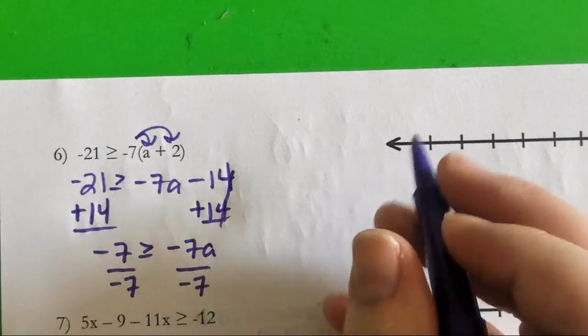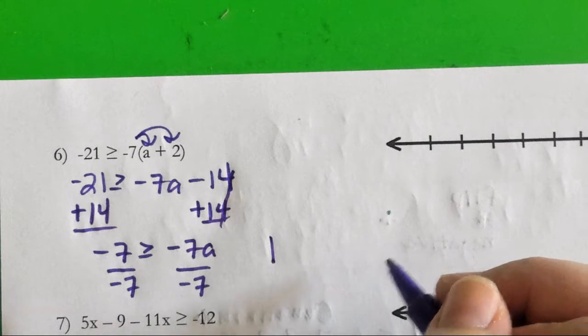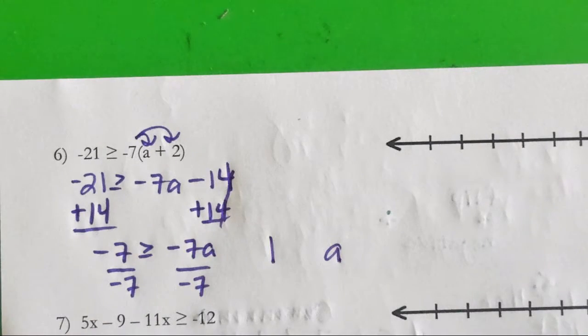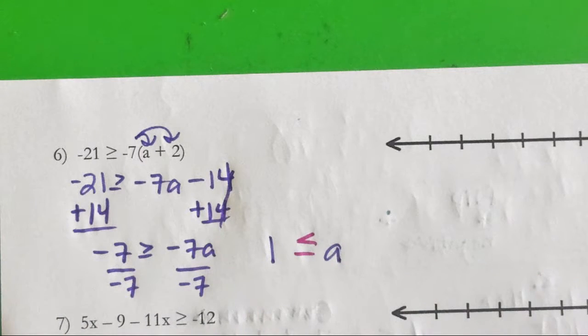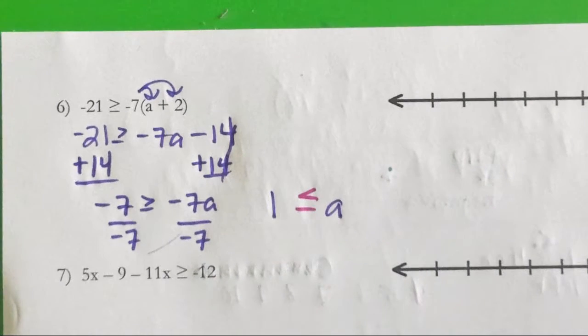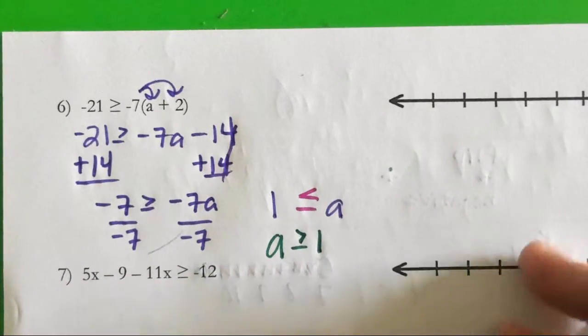1. I guess there's a 1. I guess there's an a. What's in between? A is greater than 1. Yes, ma'am, because we flipped it. Because we multiplied or divided by a negative. And darn, we're reading backwards too. So we're reading backwards. It really is a greater than or equal to 1.